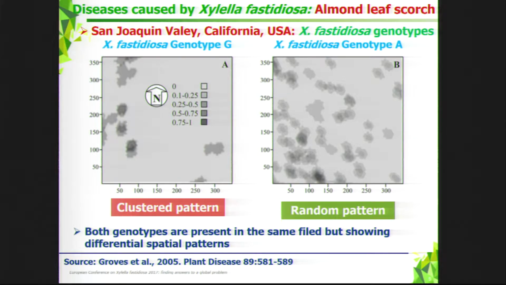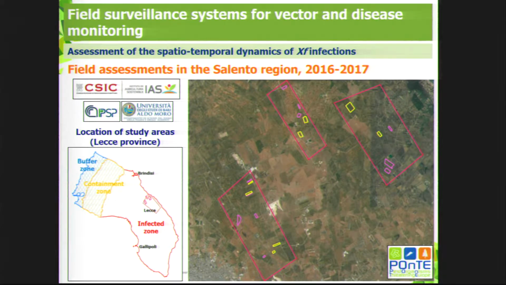That is, according to this author, related to the different susceptibility of this particular genotype, the cultivar present in the field. So the main objective of our work was to assess the spatio-temporal dynamics of the olive quick decline syndrome in southern Italy, and this is included in one broader objective within the Ponte project that deals with the field surveillance system for vector and disease monitoring.